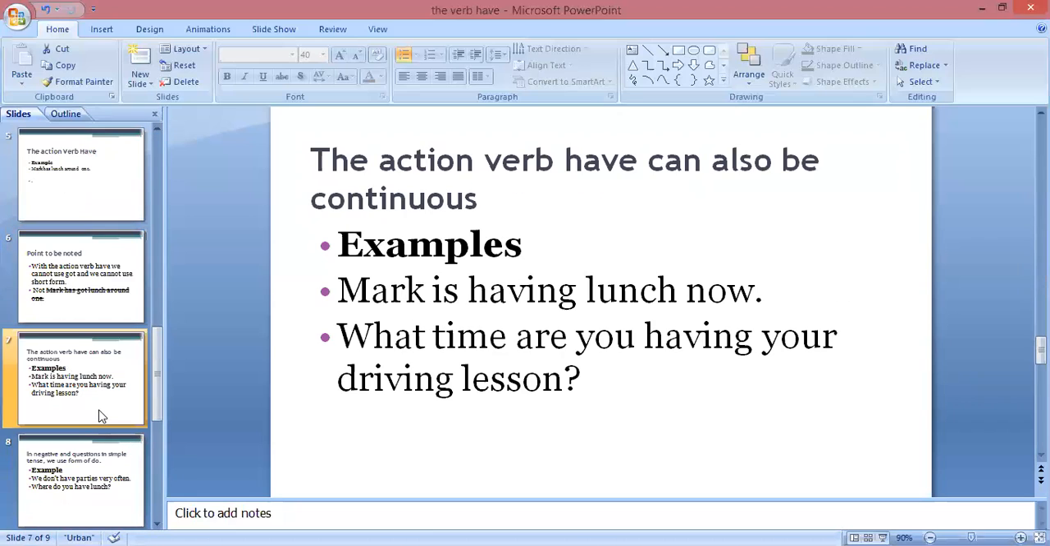Okay, now another use of have: the action verb have can also be continuous. That means the action verb have describes a continuous action. An example here is Mark is having lunch now. It means Mark is eating now. Mark is performing an action of eating. It is a continuous form. Another example is what time are you having your driving license lesson? So this is all about where have describes a continuous action.